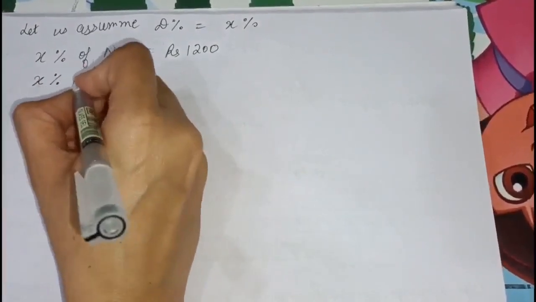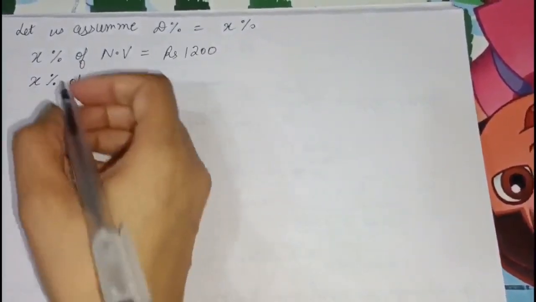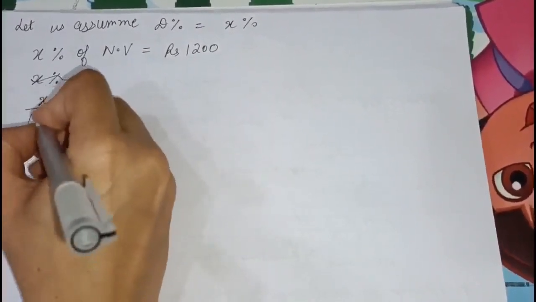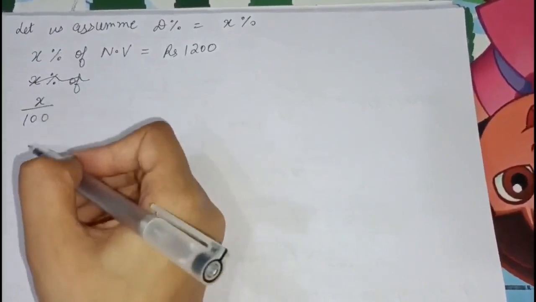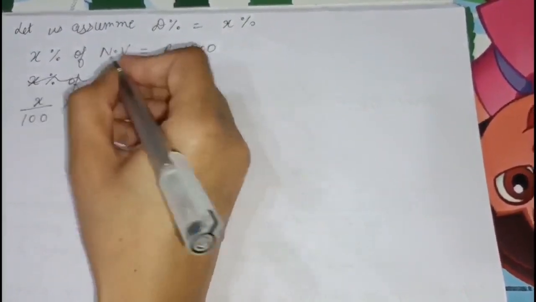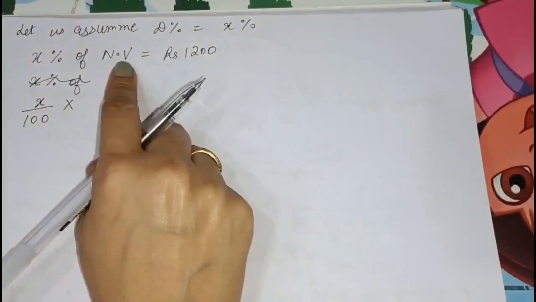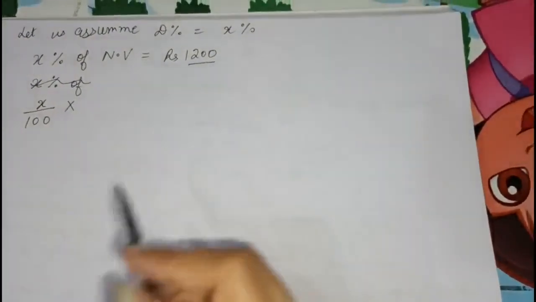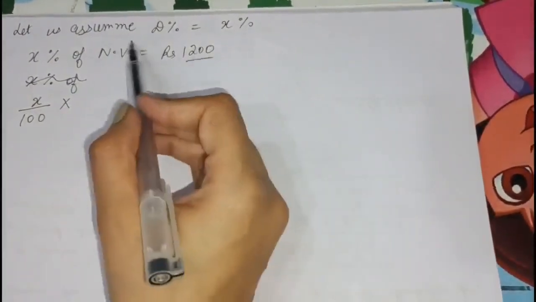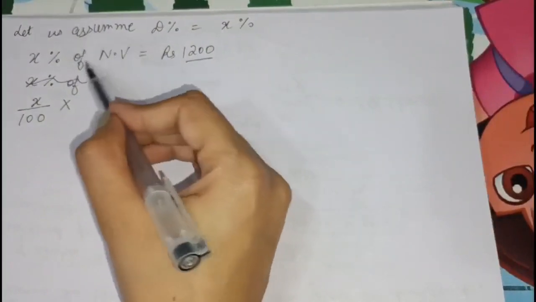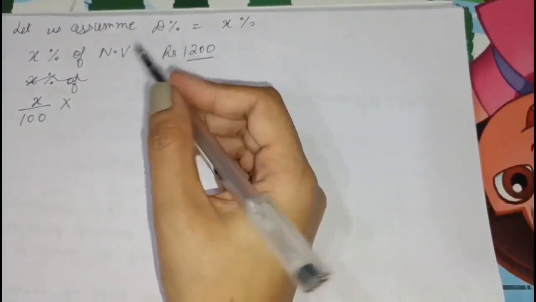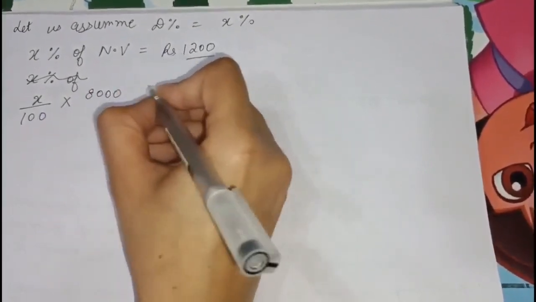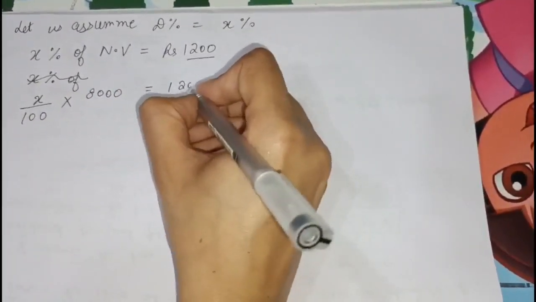So X percentage of NB, or we can write it as X percentage, I can write X by 100, because percent means by 100, of means multiplication, NB. Here we will not use NB of 1 share, because this is total return or total dividend. So that's why total NB we will use. Total NB means NB of 80 shares we will be using here. So NB of 80 shares is equal to 8000, which is equal to 1200.